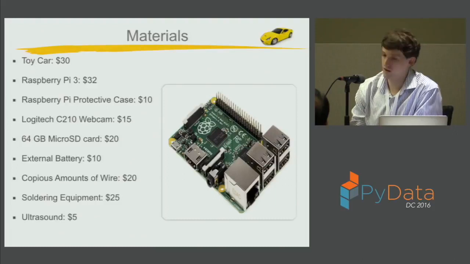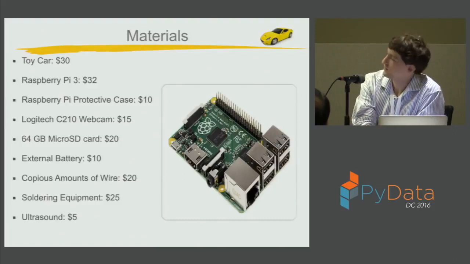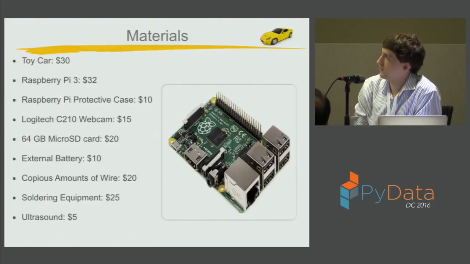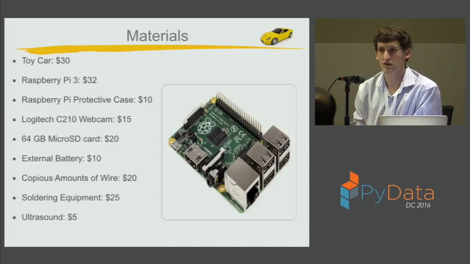Okay, so some materials. I spent a lot of money on this project. All of these pieces individually are pretty cheap, but they add up, and they definitely add up if you break them and have to buy them multiple times. That was the case for me. The toy car itself was pretty cheap. It was like $30. I got it at Target.